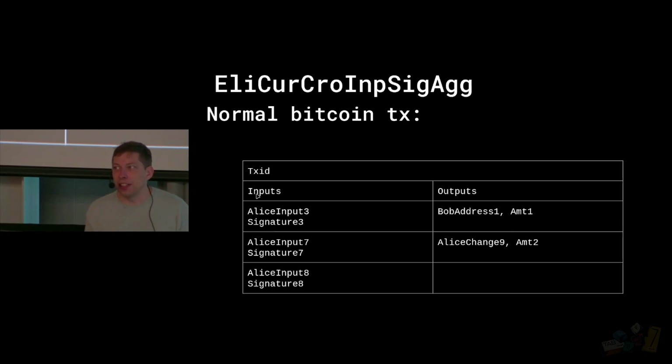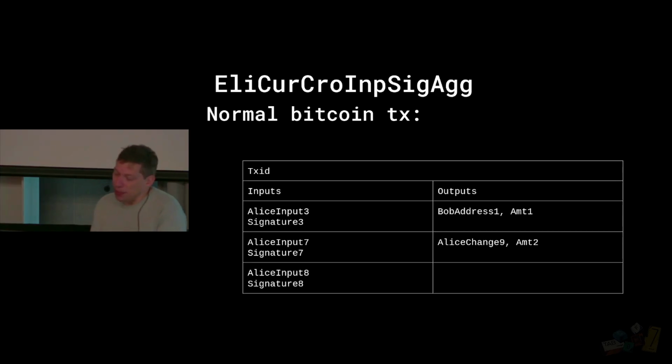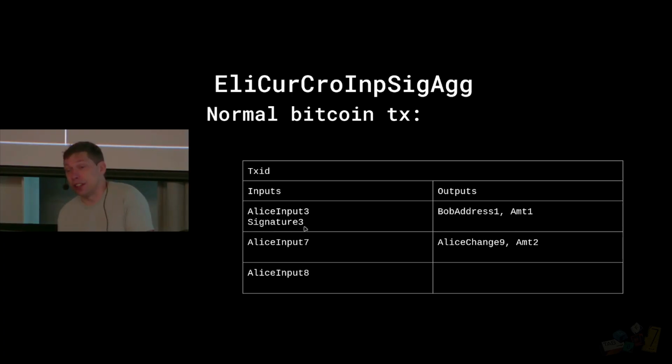It's kind of inefficient if you think about it, because they're all the same person. It's all the same wallet. You're signing 3 times, attaching these 3 signatures, and every node out there verifies 3 independent signatures. Kind of silly. Why don't we just sign once? So instead of having 3 signatures, you just have 1 signature, and this one signature, signature 3, covers everything.